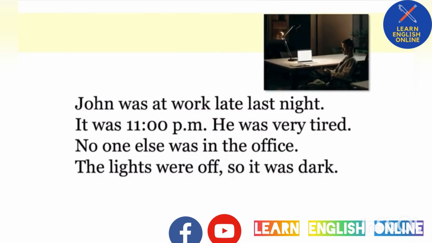Here's another example of be in the past. John was at work late last night. It was 11 p.m. He was very tired. No one else was in the office. The lights were off, so it was dark. Let's look for the past forms of be. Do you see them? Was, was, was, was, were, because lights are plural, and was.